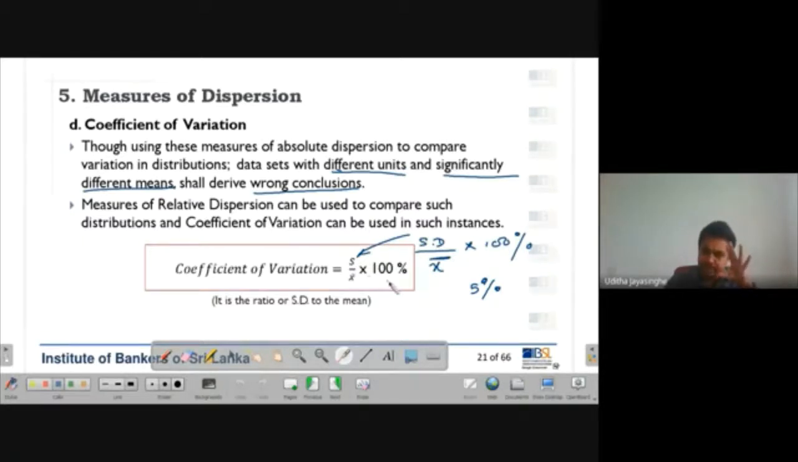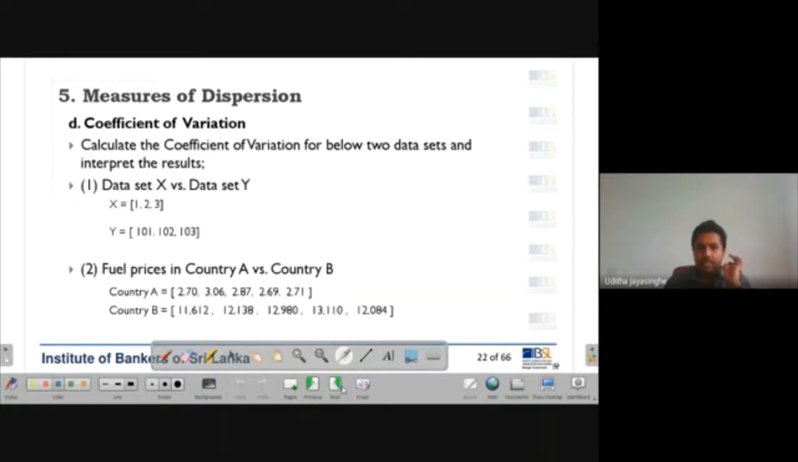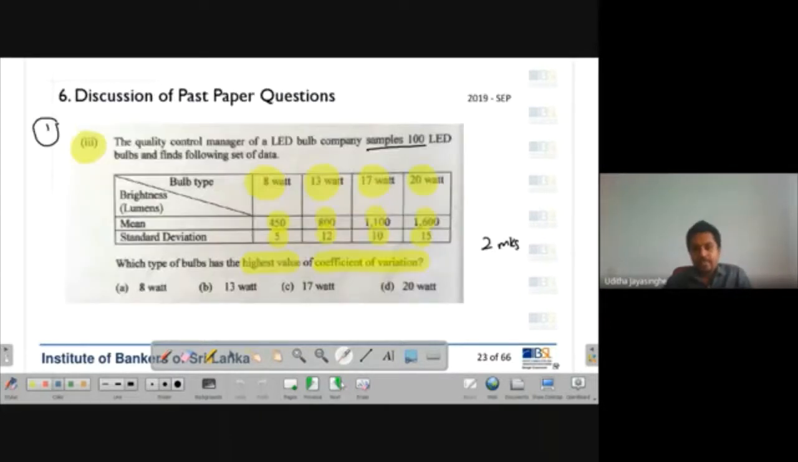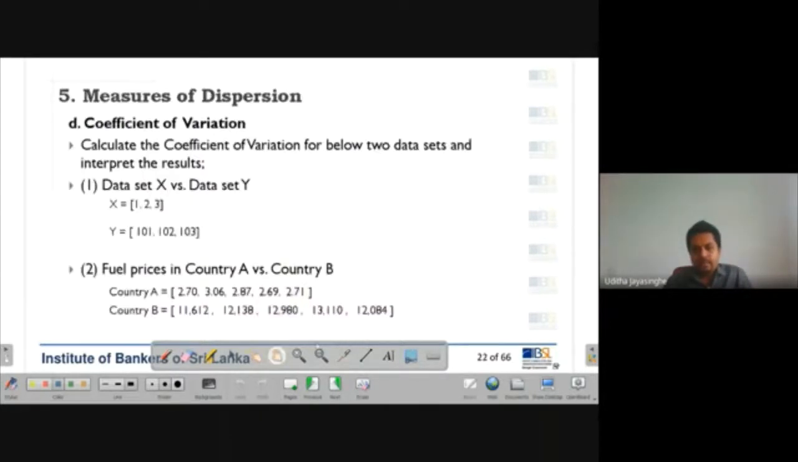There's no definite answer for a coefficient of variation, like any Likert scale of, let's say, -1 to 0 to +1, saying whether it's significantly deviating or not. No, not like that. We use the coefficient of variation purely for the purpose of comparing two or more data set distributions. Okay.